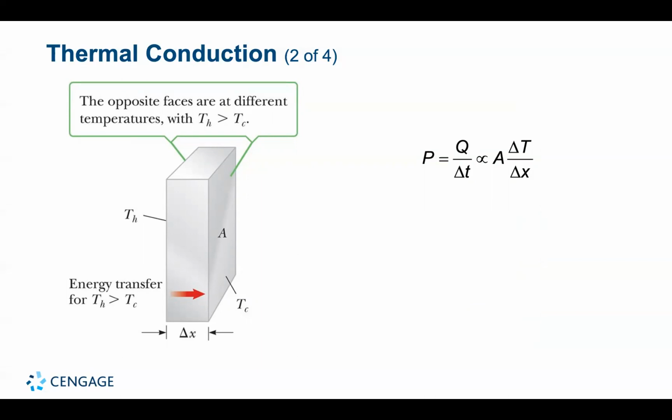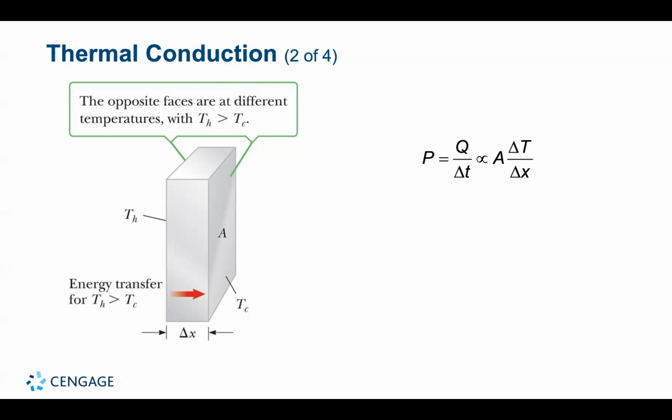And so this part of thermal conduction, we're thinking about conduction occurs only if there is a difference in temperature between two parts of the conducting medium. The temperature difference drives the flow of energy. Think about a slab of material of thickness delta X and cross-sectional area A with its opposite faces at different temperatures, TC and TH.